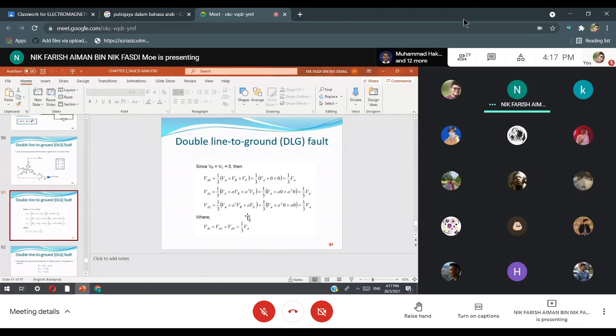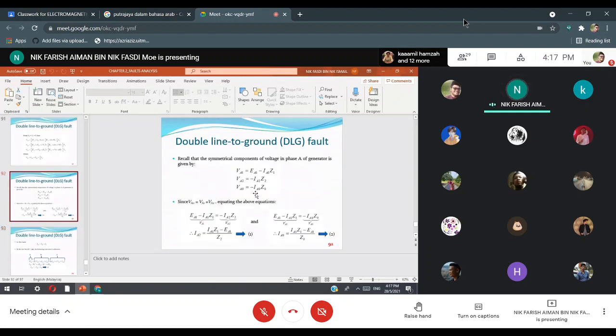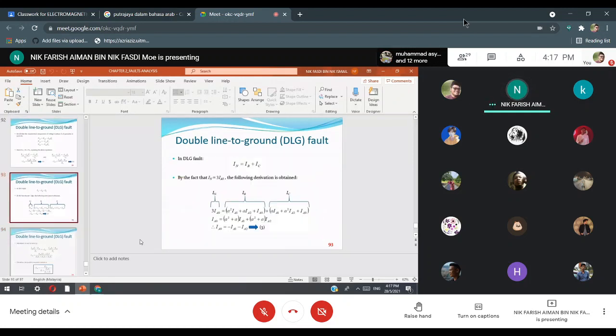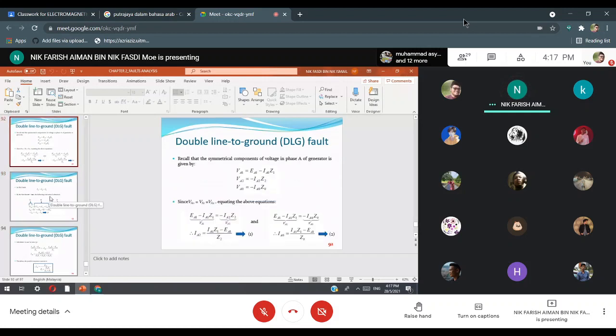For the negative sequence, it is the same. The values of VB and VC are 0, so you have 1 over 3 VA. From here we can see that VA1, VA2, VA0, all these symmetrical components, positive, negative, and zero, are equivalent to 1 over 3 VA from this substitution process. We substitute the value of each. So you do the derivation for all of this.